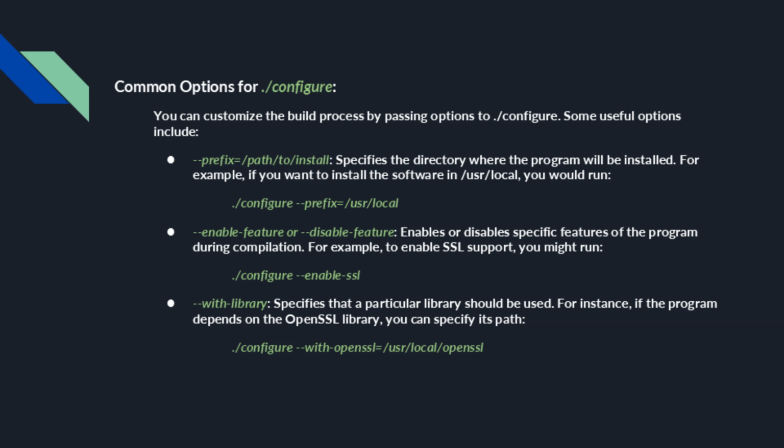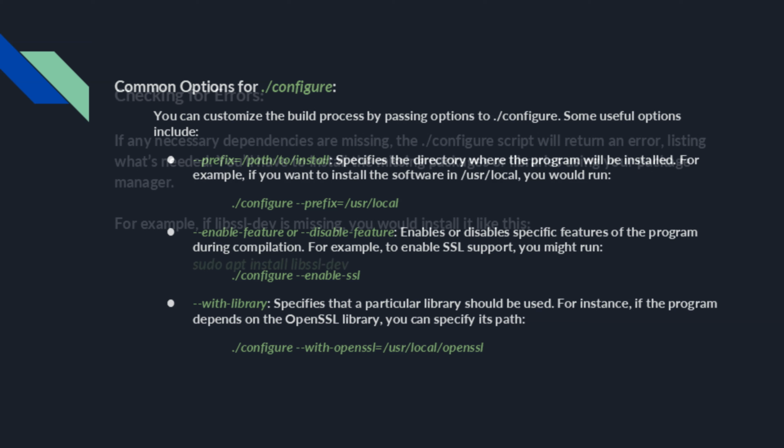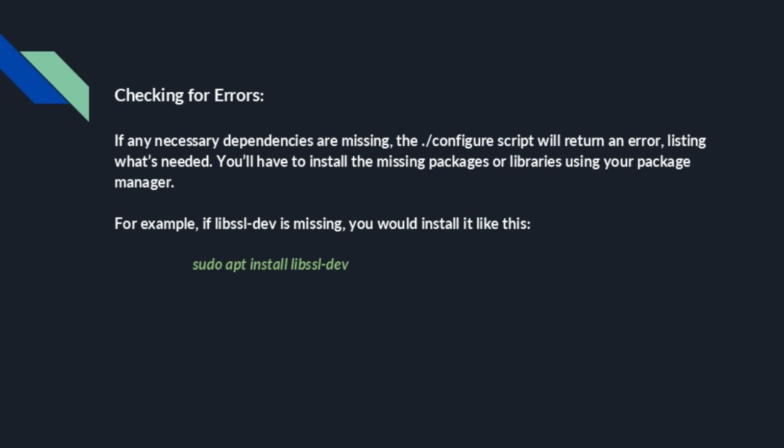--with-library specifies that a particular library should be used. For instance, if the program depends on the OpenSSL library, you can specify its path: ./configure --with-openssl=/usr/local/openssl. Checking for errors. If any necessary dependencies are missing, the ./configure script will return an error listing what's needed. You'll have to install the missing packages or libraries using your package manager. For example, if libssl-dev is missing, you would install it like this: sudo apt install libssl-dev.